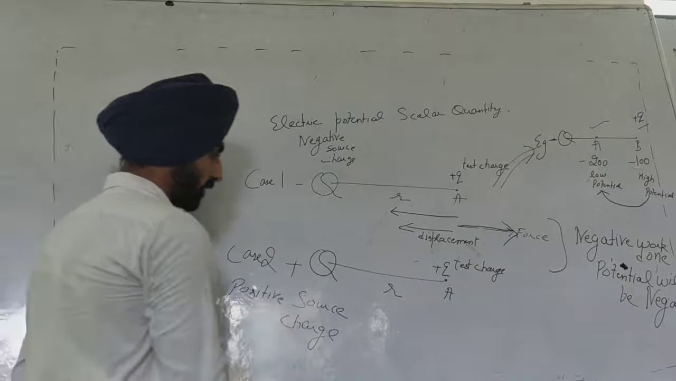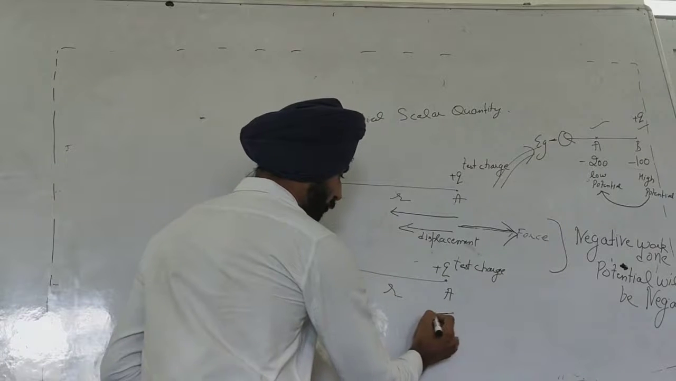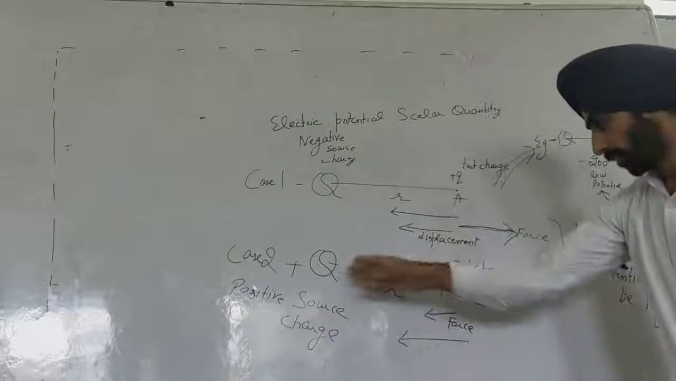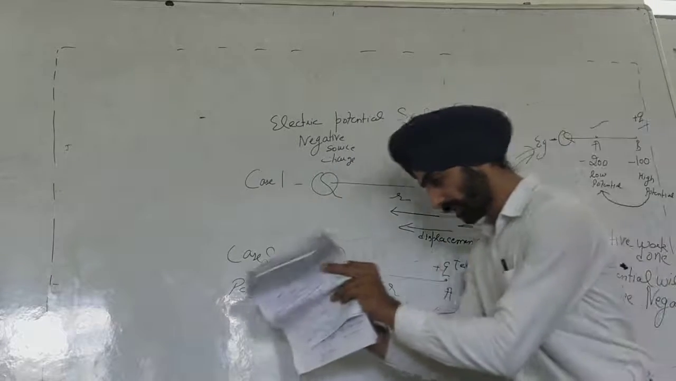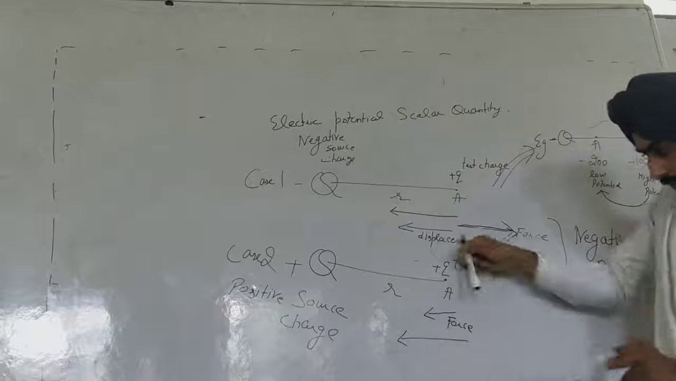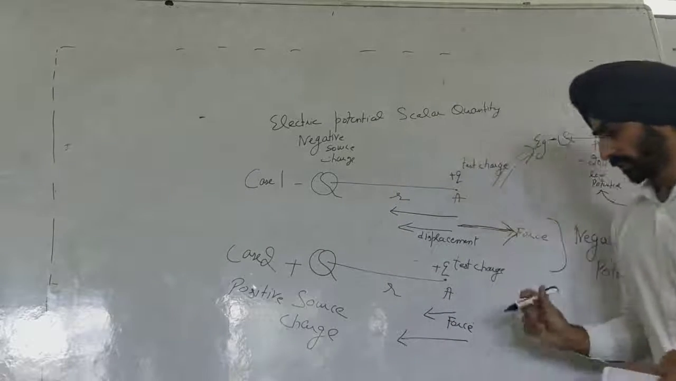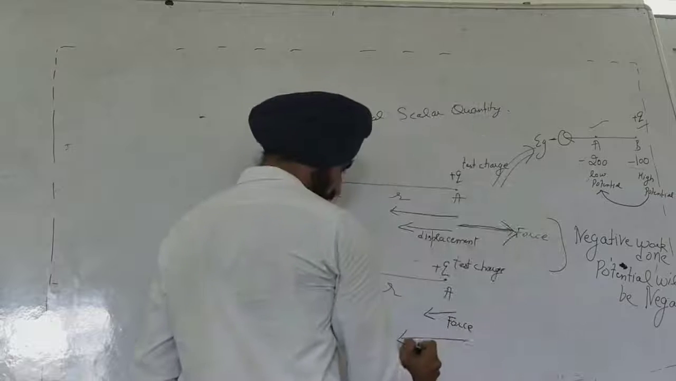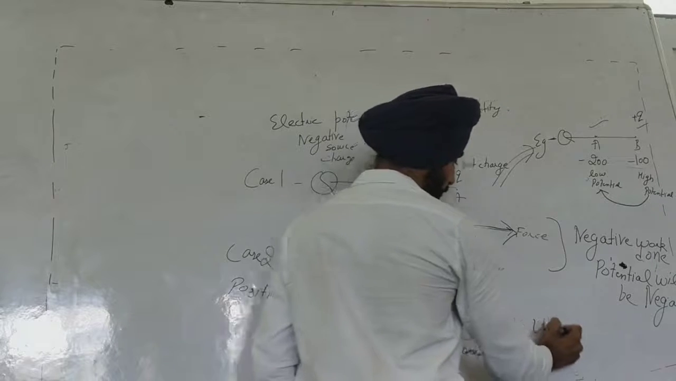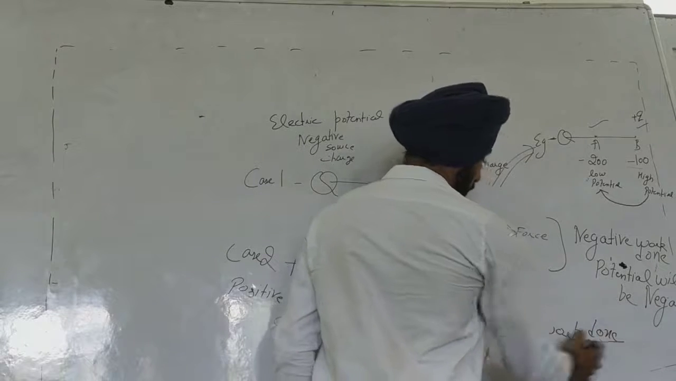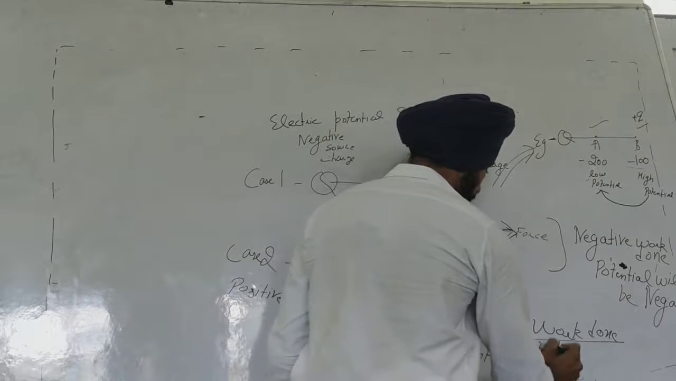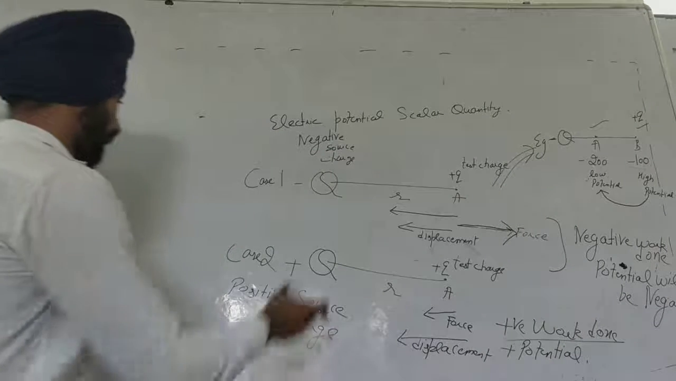And if the source charge is positive, we will apply force in this direction because it will repel the test charge. This will repel this charge because this is also plus Q, and this is also plus Q. It will repel, but we will apply force in this direction and the displacement will also be in this direction. So what kind of work done is there? It will be positive work done. Positive work done means the potential will be positive.